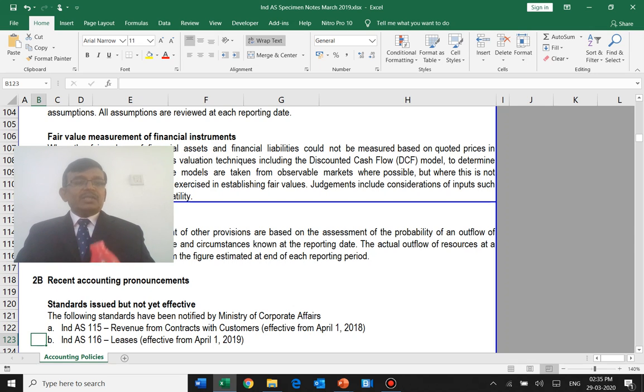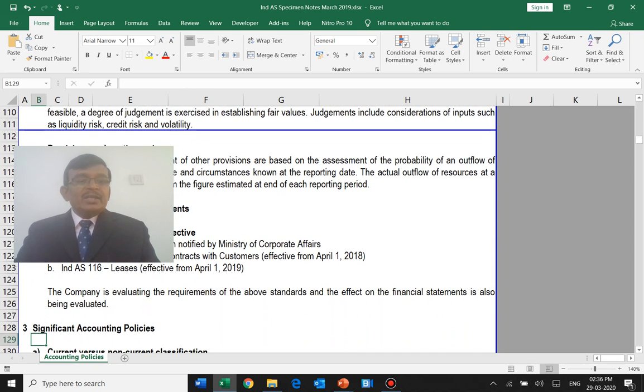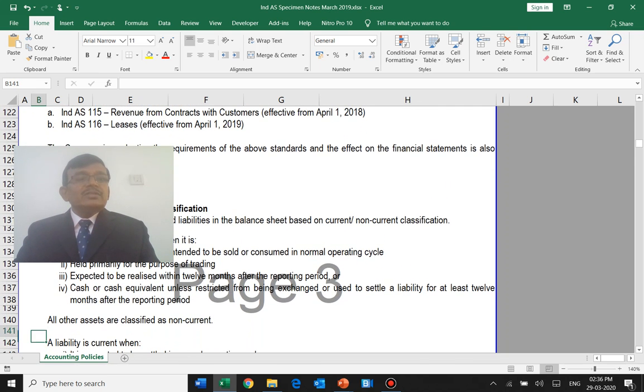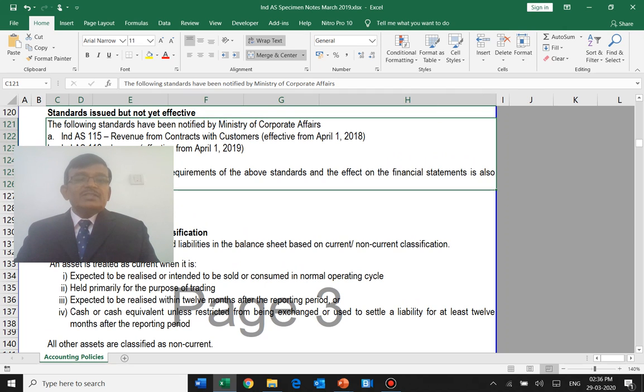And one of the requirements of Ind AS 1 is that if there are some new accounting pronouncements notified but not made mandatory for the current year, for example, assuming that we have prepared for the year ending 31st March 2019, and in that particular year Ind AS 116 was not notified, we try to find out the impact of Ind AS 116, and the company has to make a disclosure. But of course, here 115 is also there, which is again an incorrect presentation, because this is for the year ended 31st March 2019. It is already applied. So to that extent, the first one is actually incorrect.